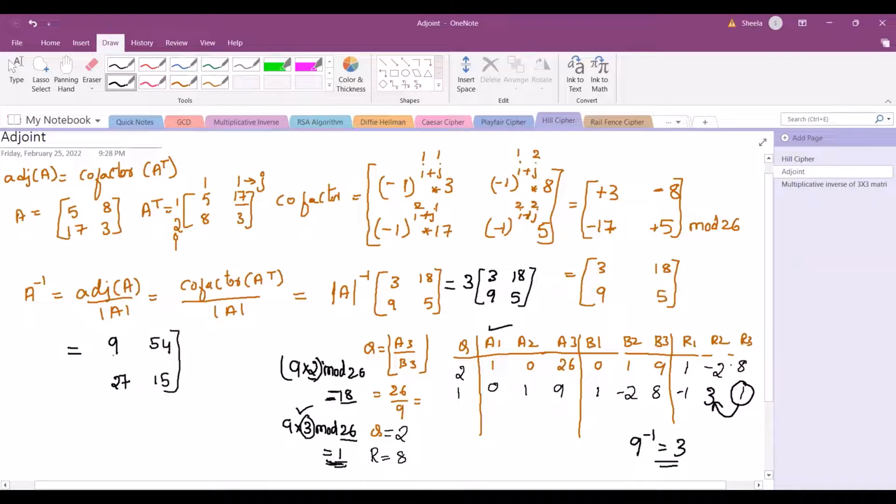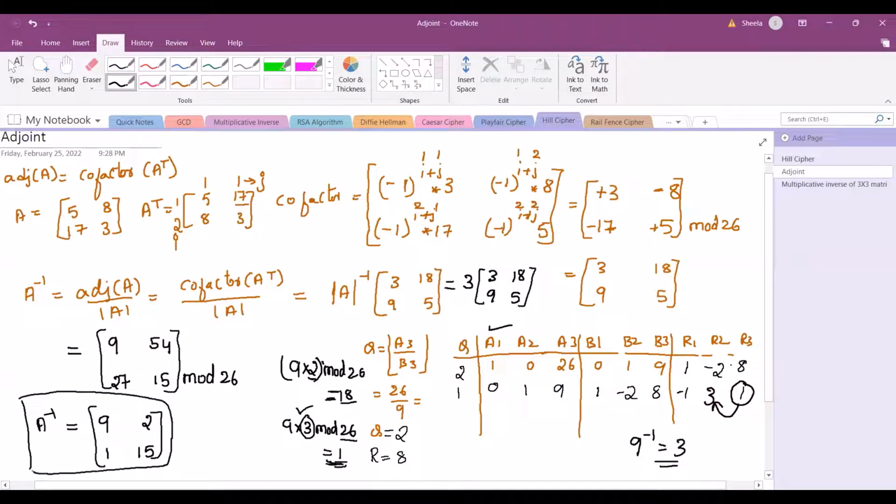So here we can observe that two values are in the range 0 to 25 and the other two are not in that range. So for that we have to take mod 26. When we take mod 26, 54 mod 26 is 2 and 27 mod 26 is 1. So as a result, this will be the inverse. This is how we can find the inverse of a given matrix.